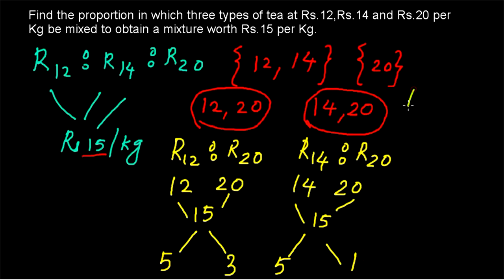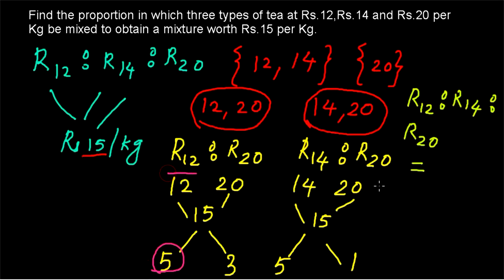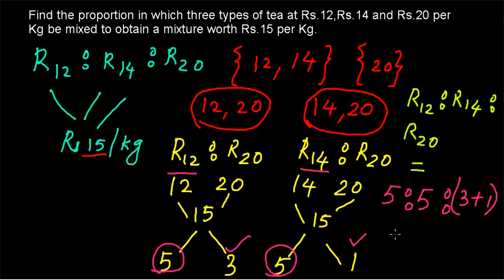So our final answer R12 is to R14 is to R20 will be given as R12 is equal to 5. We are having 5. R12 is equal to 5. So 5 is to R14 is equal to again 5. Here we are having 5 is to 5 is to R20, we are having two values. One is 3 and the other is 1. So the sum of 3 and 1, 3 plus 1. So our final answer is 5 is to 5 is to 4.